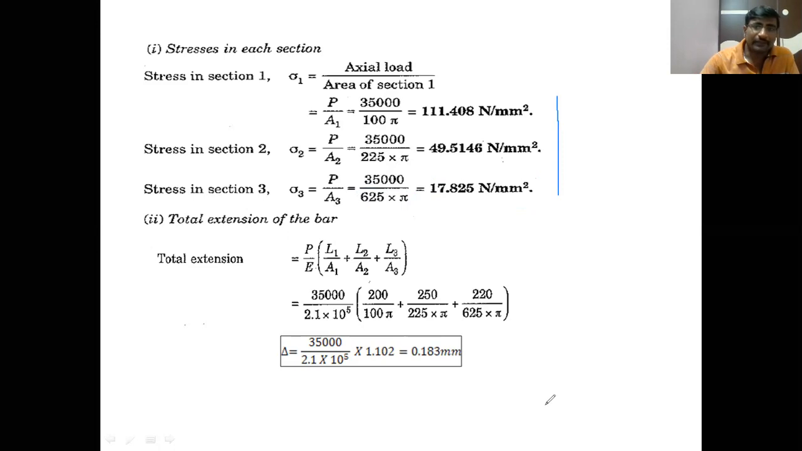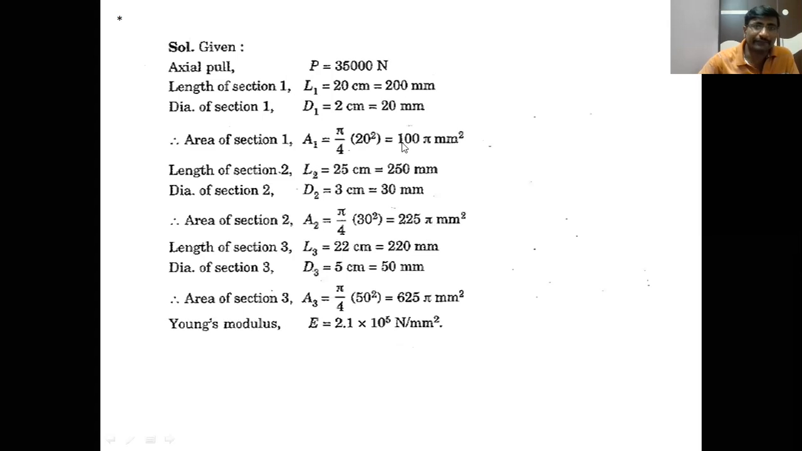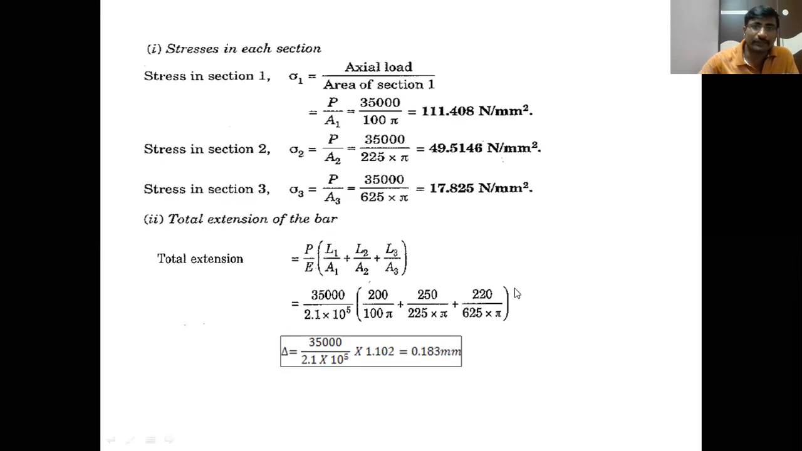Why? The first section has the smaller cross-sectional area when compared to the remaining two. The first cross-sectional area is 100 pi, the second is 225 pi, and the third is 625 pi. So in whichever section the area is minimum, the stress developed in that section is maximum. So maximum stress is developed in the members or materials with minimum cross-sectional area. Clear?